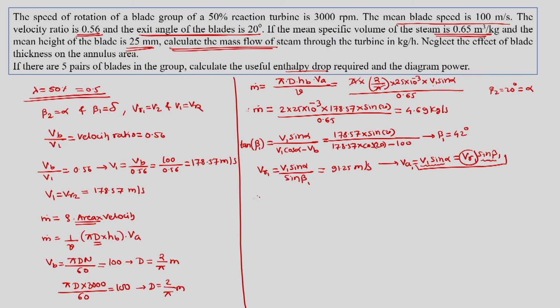So we can write down delta H for the moving blade. There is an enthalpy drop in the moving blade, and we know that in the case of a reaction turbine there is an enthalpy drop in the moving blade.